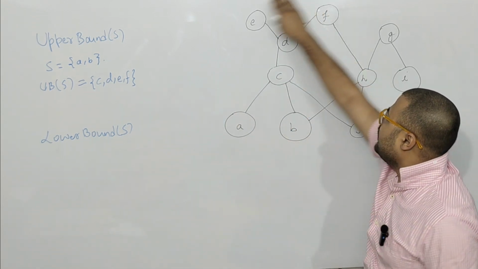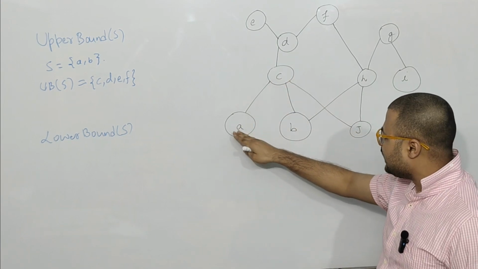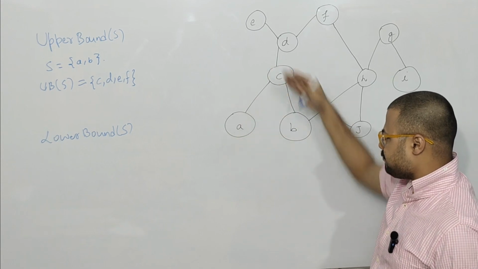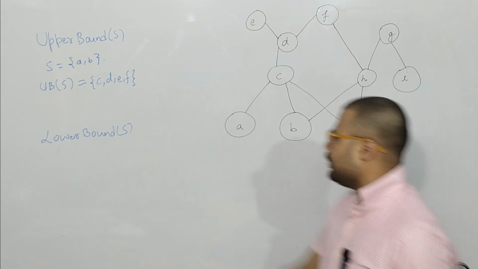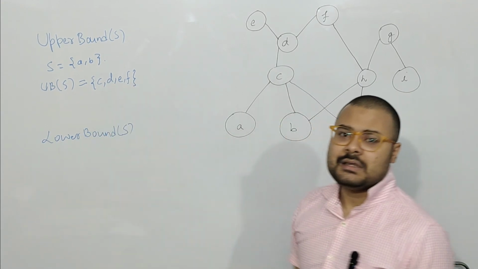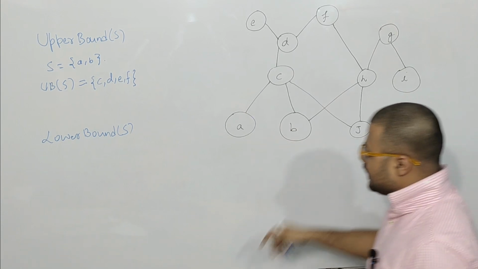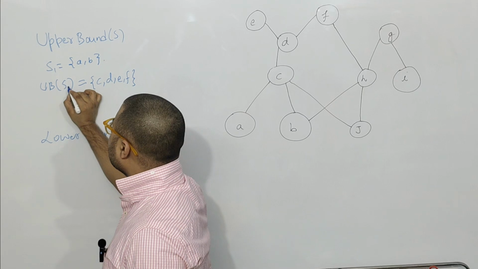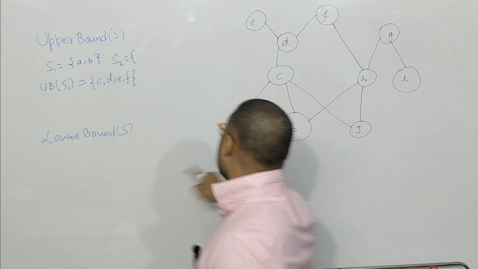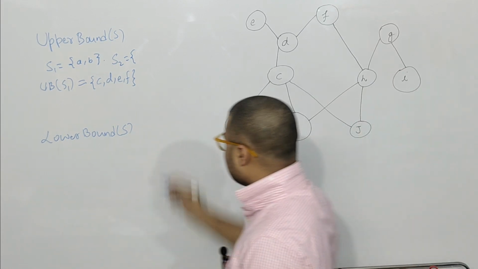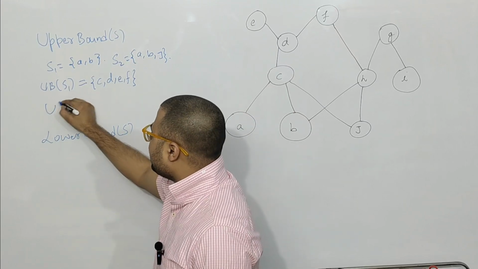Okay, so this part is covered. Now from A there is only one direction to the upward path. So that is covered, and the upper bound of S is C, D, E, and F. What about A, B, and J? If I take my S to be A, B, let's say this was S1, then the upper bound of S1 is this. Let's say S2 is A, B, and J. Then what is the upper bound?